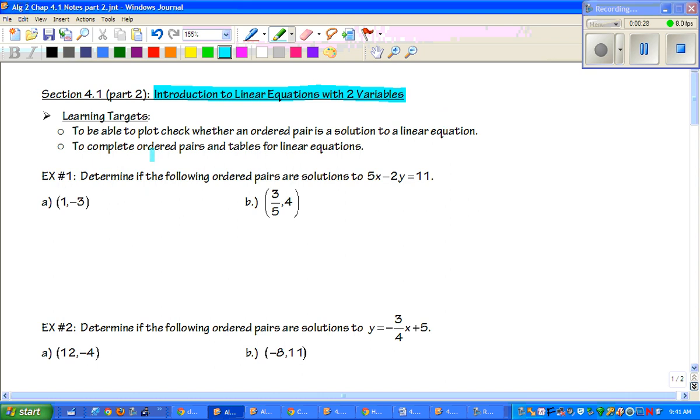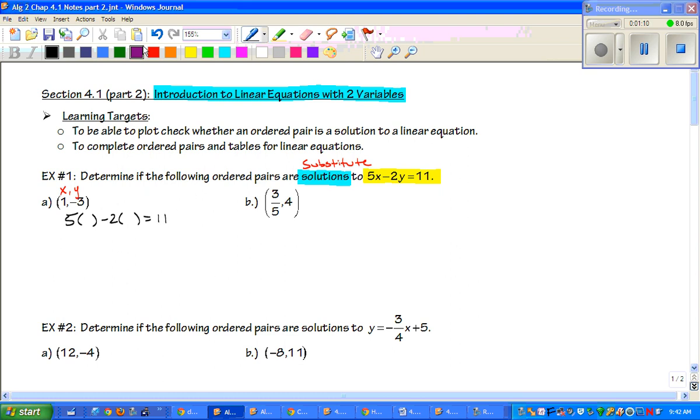Looking at example number 1, it says determine if the following ordered pairs are solutions to the equation. And here's our equation right here. So solutions, when we're doing this, all we have to do is substitute, okay? We've got two variables, x and y, and as we talked about yesterday, an ordered pair has 2 points. One is an x and one is a y. So when we're completing this, all we have to do is plug in for each of those variables.